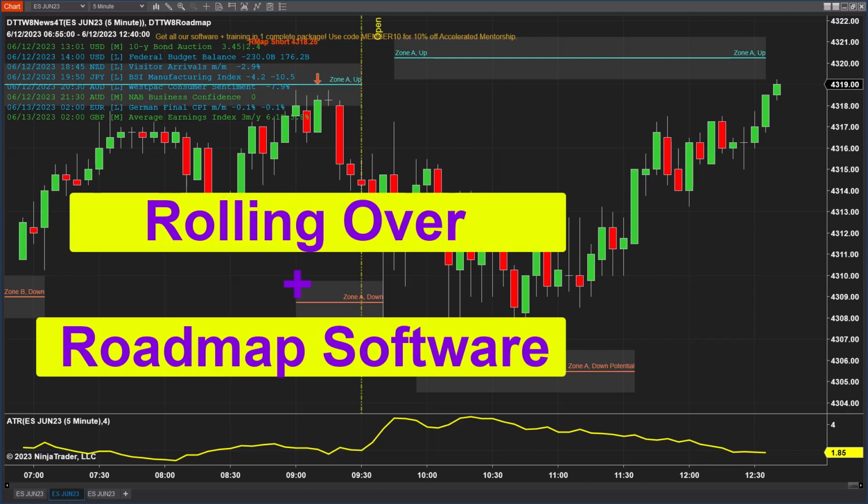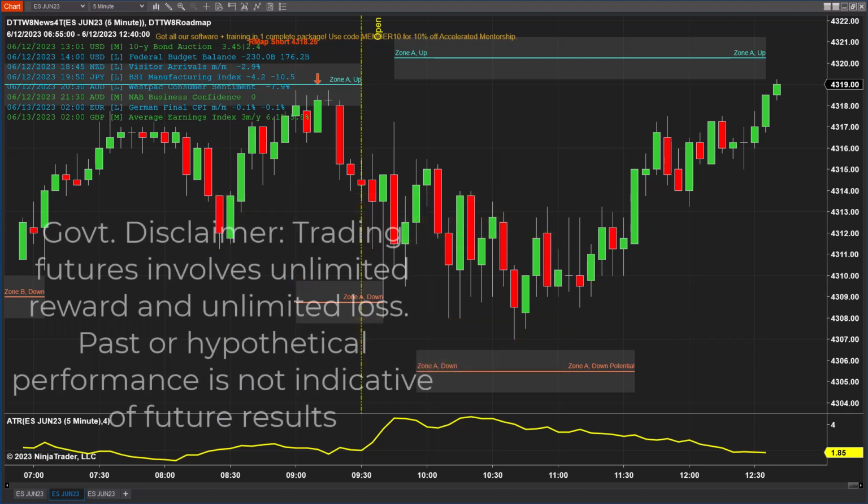We're going to cover rolling over, what that means when you're looking at trading futures contracts. Before we begin, remember that trading is risky. Please don't trade with funds you cannot afford to lose. There are risks involved with trading.